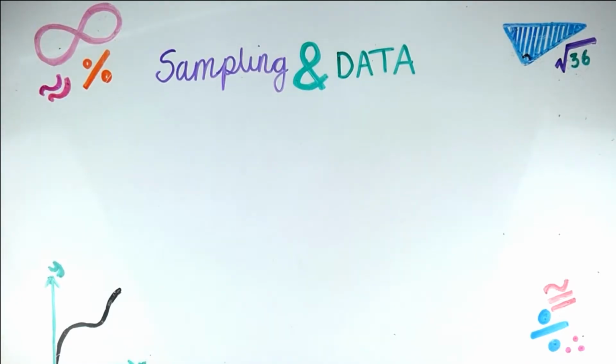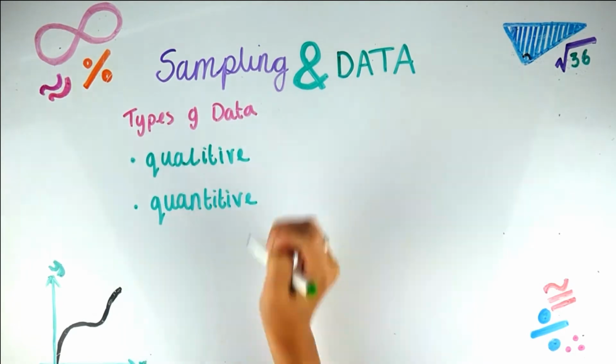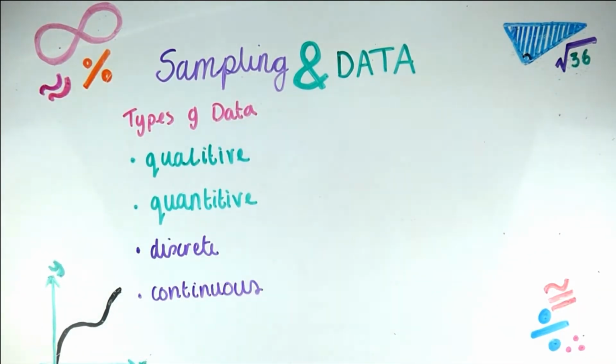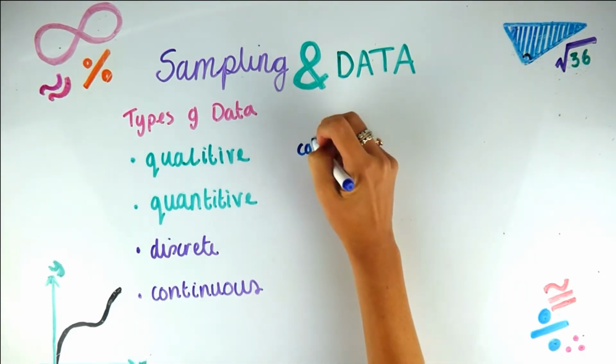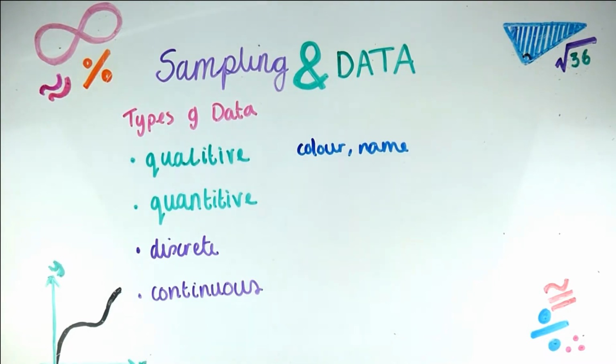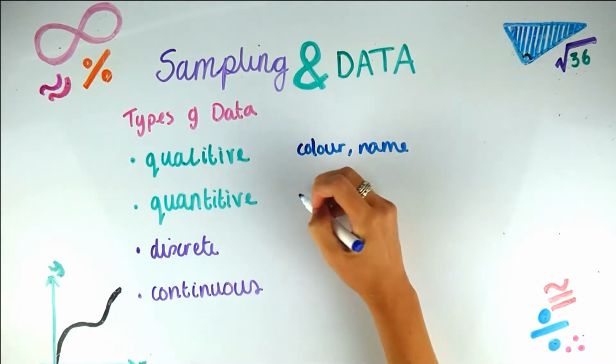Let's talk about sampling and data. Firstly, we'll go on to data and the different types of data. The types of data are qualitative, quantitative, discrete, and continuous. A qualitative piece of data is some data that's descriptive. It could be something like a colour, for example, maybe a name, things like that. So descriptive data.